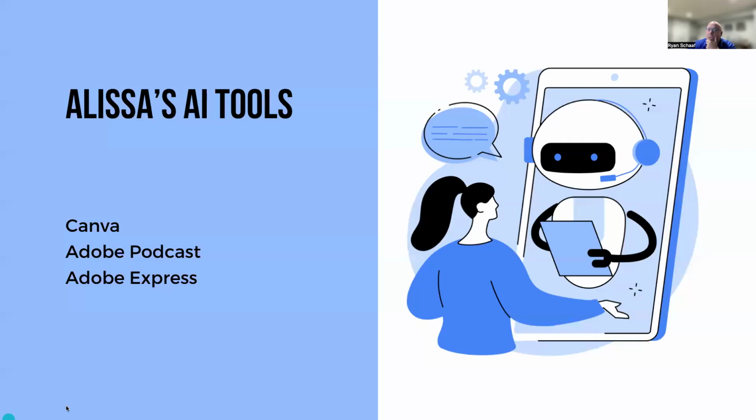So Alyssa, Canva and Adobe products. Can you just pull up that one slide and then you don't need to share anymore after that. That way they see the 3 tools I'm going to share. There you go. Thank you.